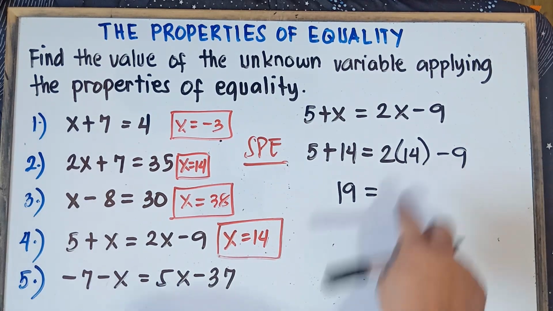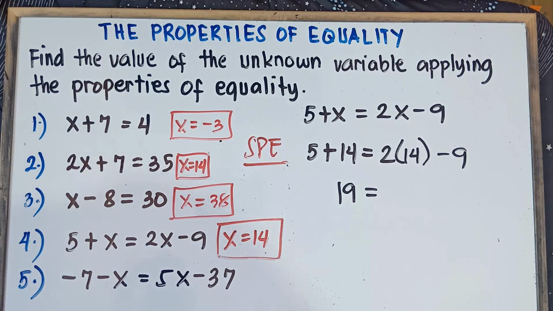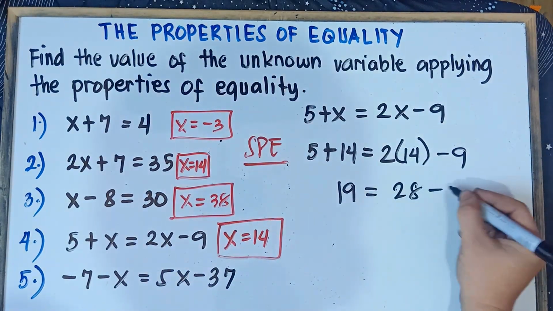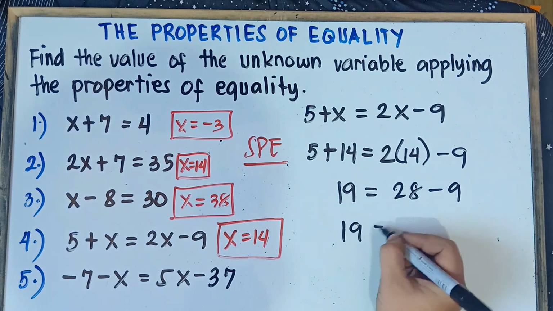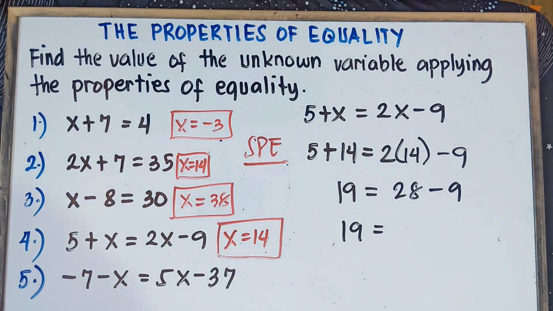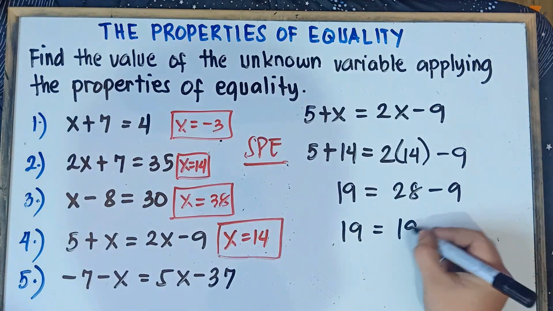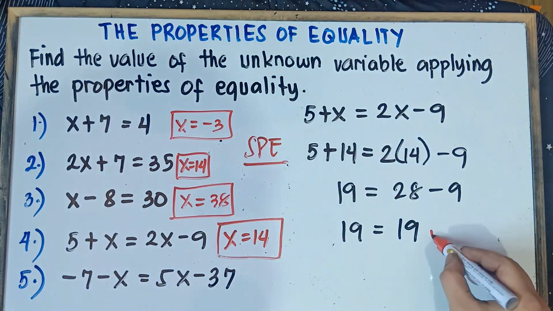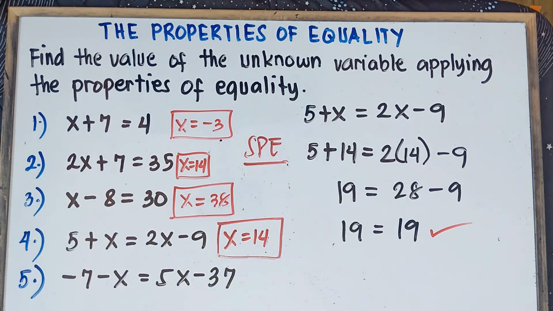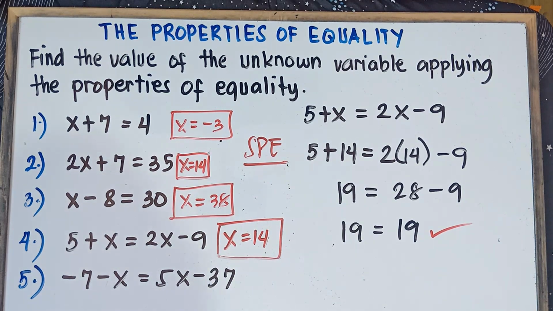What's the answer, class? 2 times 14, that's correct, that would be 28, minus 9. So 19 equals 28 minus 9. What's the answer, class? That's correct, that would be 19. So therefore, our answer is correct. That's it, class. That's the answer with regards to example number 4.